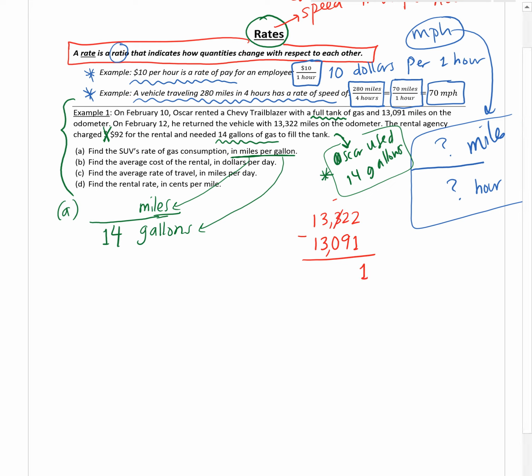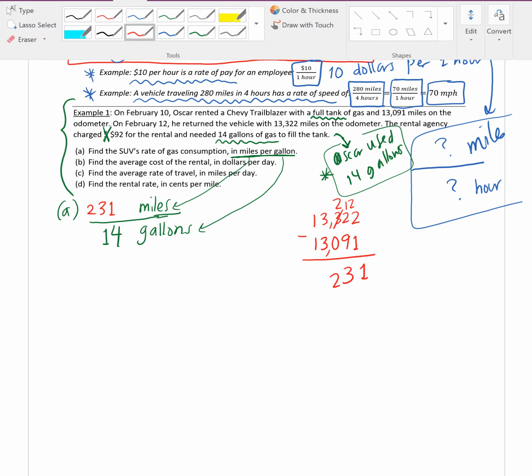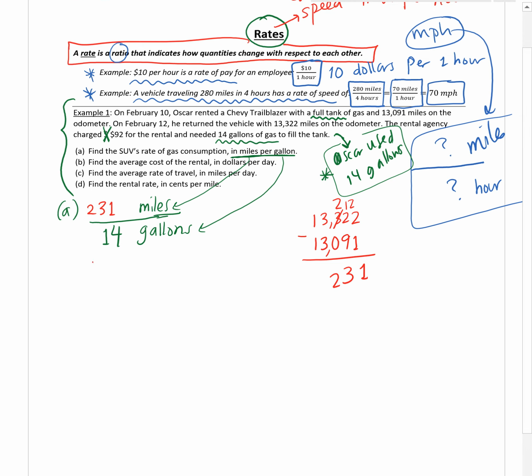I'm going to have to borrow a little bit. 3, 2. All right, so it looks like 231. Oops. 231 miles, 14 gallons. Okay, I think that looks good. And in these problems, I think what they want is, you can leave it like that, but I think what they would like you to do is change that to a decimal. So think of it as just one fraction. Now that we've set it up, that's 231 over 14. You can now say it like miles per gallon.